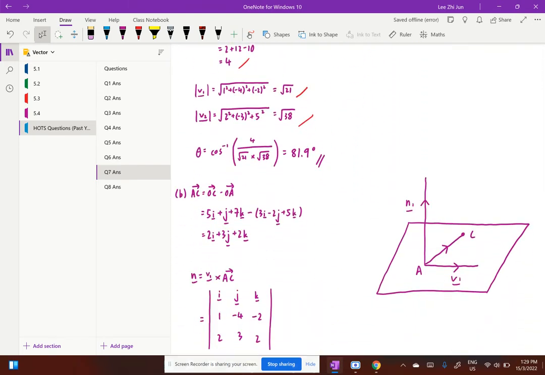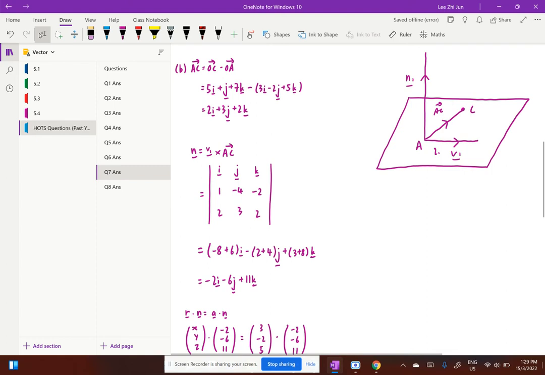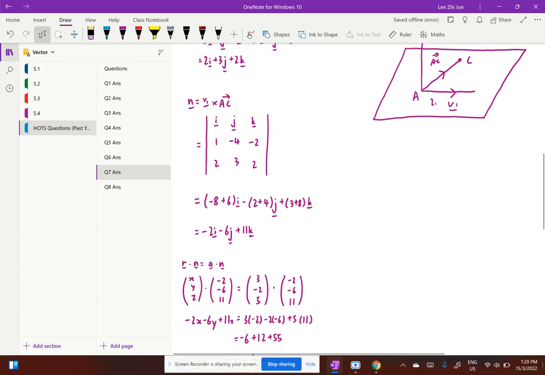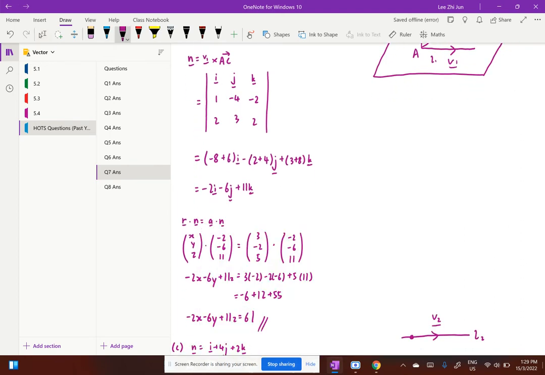I need to get the vector of AC. So it will be 2i plus 3j plus 2k, and find the normal between the first line and the AC. So I will get the normal. By using matrix form, I will get negative 2i minus 6j plus 11k. So use back r·n equals to a·n. So it will be negative 2x minus 6y plus 11z equals to 61.